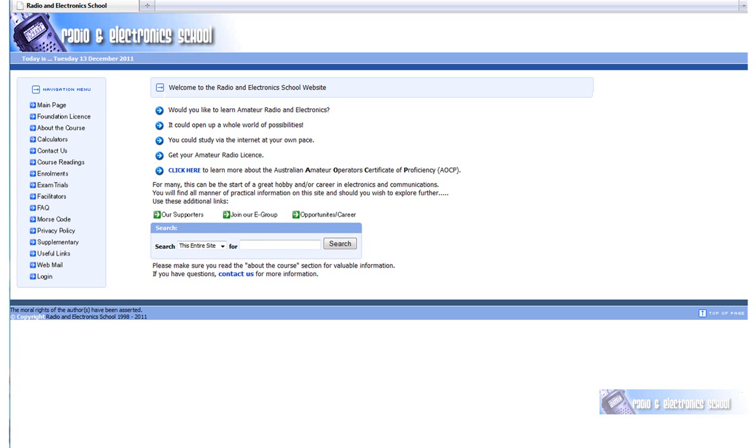In this tutorial we're going to be talking about capacitors and capacitance. Capacitors are the device, the object, and capacitance is the property that capacitors have.